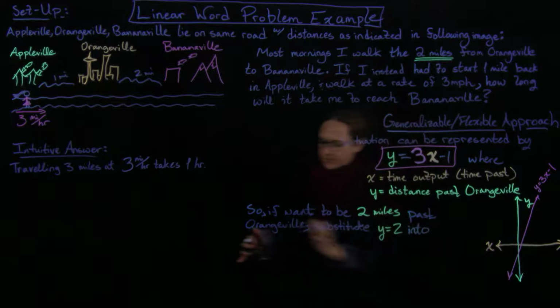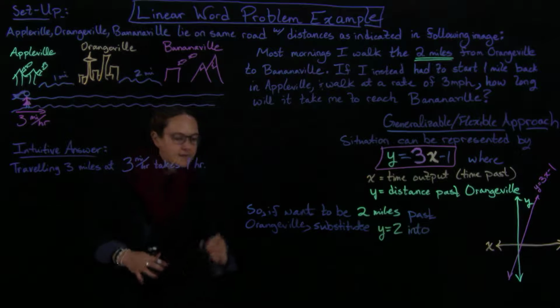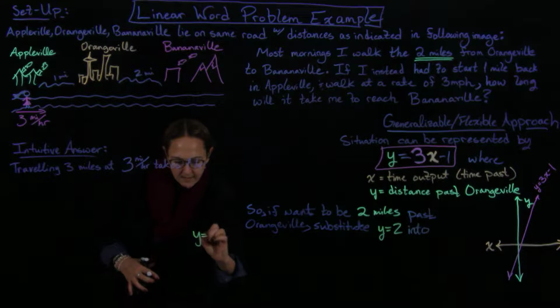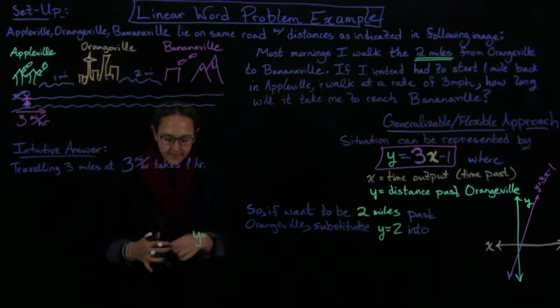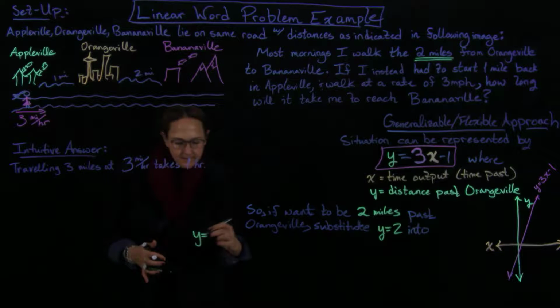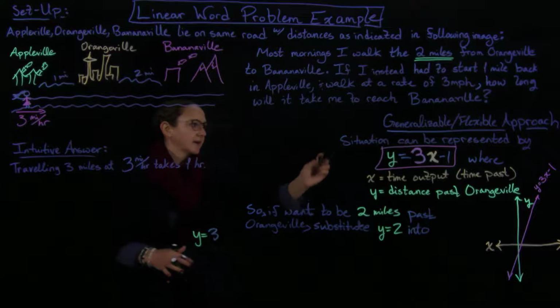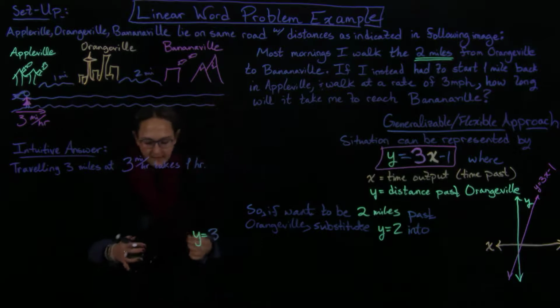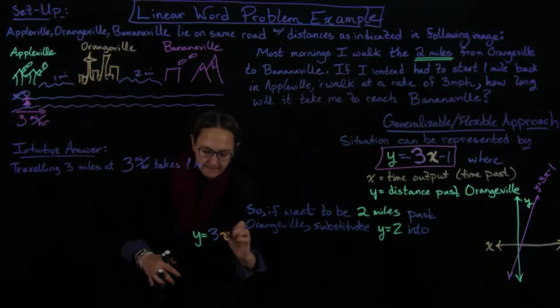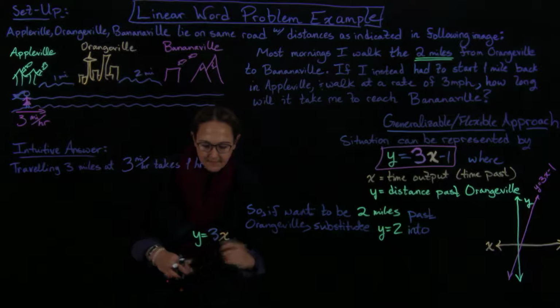And let's do this here. So I have y equals, and then I have 3x minus 1. I'll go back to blue because I want to use red for the entire thing there.